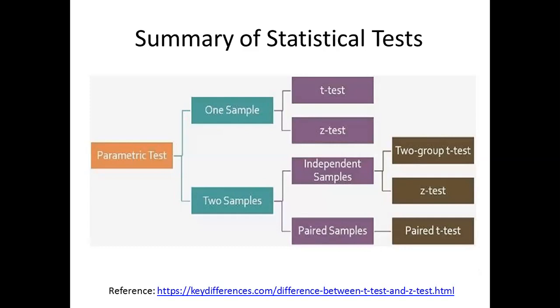So the fundamental Z and T tests can be categorized in parametric tests as being one sample or two sample. If you have one sample from the population, it's called a one sample T test or one sample Z test. And if we have two samples from the population, it's called a two sample T test or a two sample Z test. In two samples, we have the case of samples being independent or paired, right? And when we have paired samples, we call it a paired t-test, and when we have independent samples, we can have two groups of t-tests, and we can have a z-test over there as well.